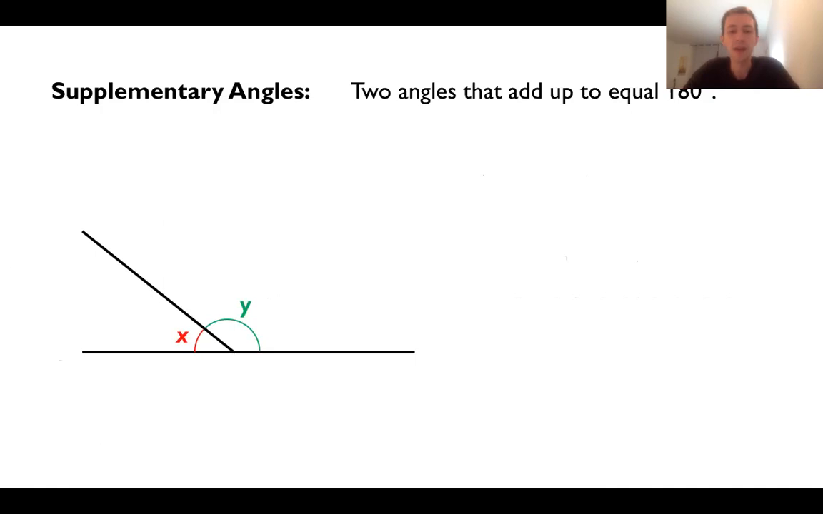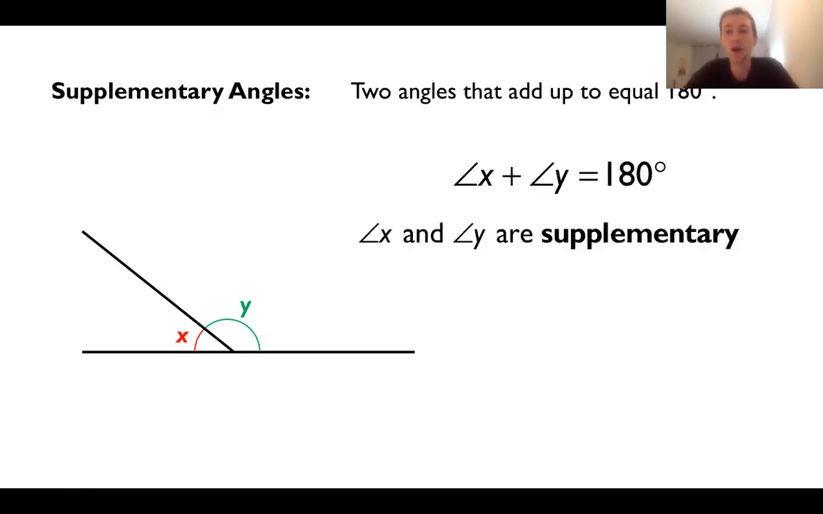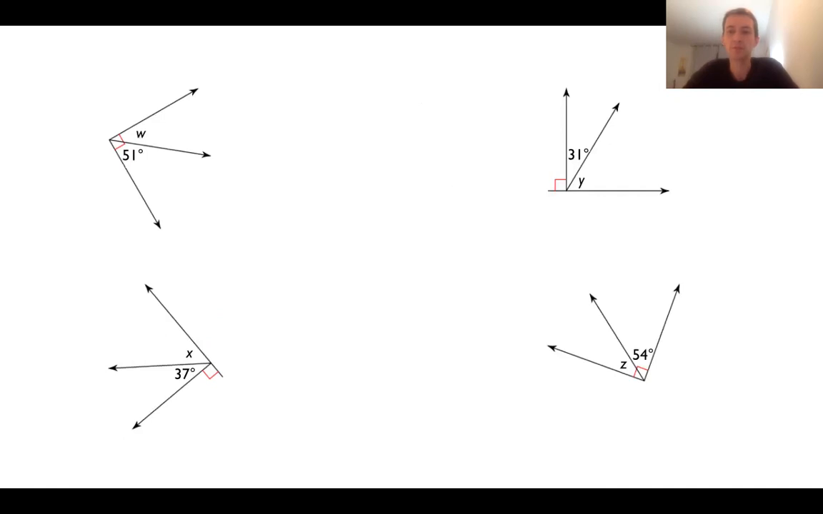I like this better: X and Y. I don't know what X is. I don't know what Y is, but I do know that they add up to 180. So X and Y are supplementary angles. Now, if I'm going too fast, by the way, just pause the video and rewind if you want to see something again.